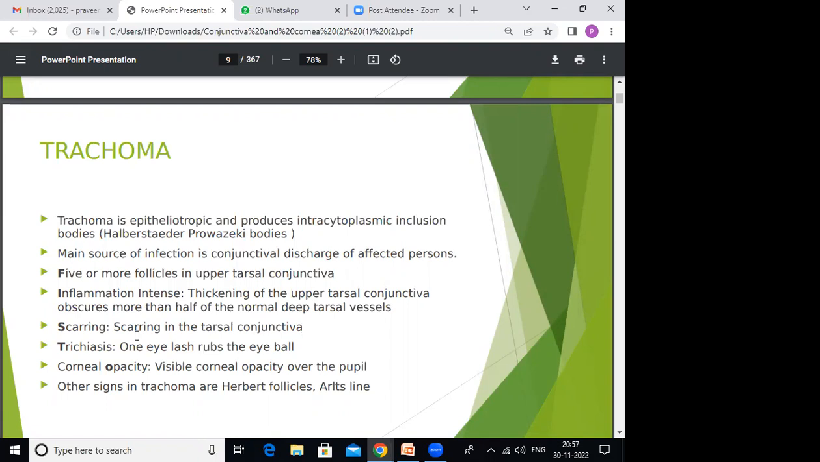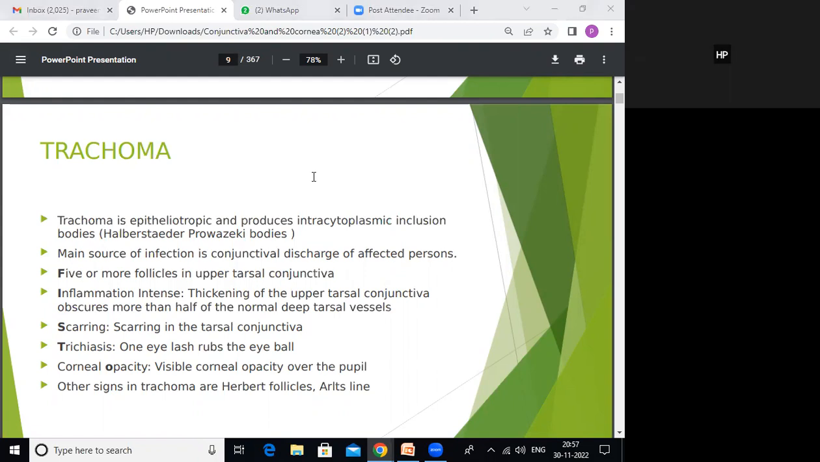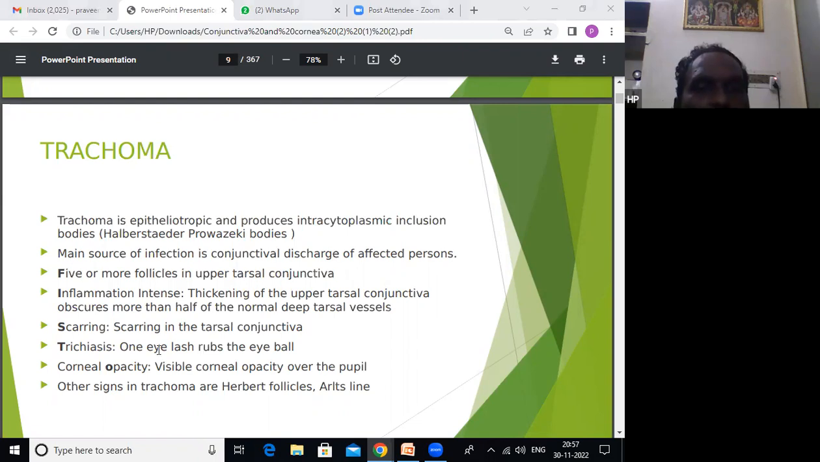And then you have trichiasis, where even one eyelash rubbing the eyeball is called trichiasis. And you have corneal opacity, where there is a visible corneal opacity over the pupil. So FISTO staging, you have so many questions. F stands for follicles, I stands for inflammation intense, S stands for scarring, T stands for trichiasis, and O stands for corneal opacity. The question can be like that: FISTO doesn't include one of the following. Okay.